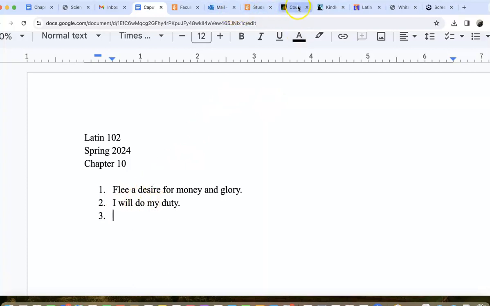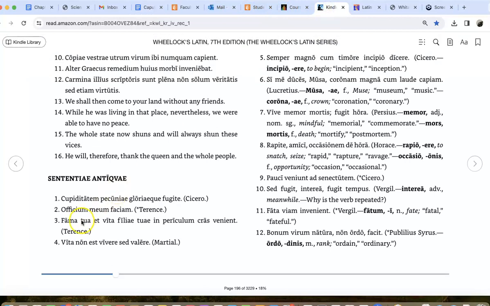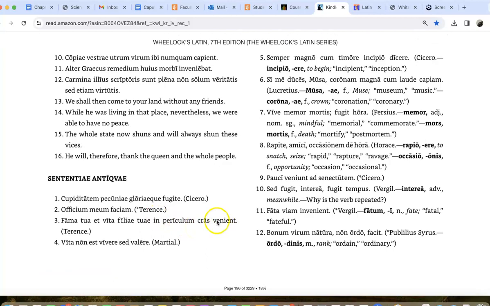So, let's take a look at number 3 here. Fama tua et vita filiae tuae in periculum cras venient. Now this one's a little bit tricky. We're getting to the point now where you and I sometimes have to look up words. In fact, not sometimes, a lot of times. Because now that we have the present tense, the past tense, and the future tense, if we make mistakes in the tenses, you would lose points on the test for the wrong tense.